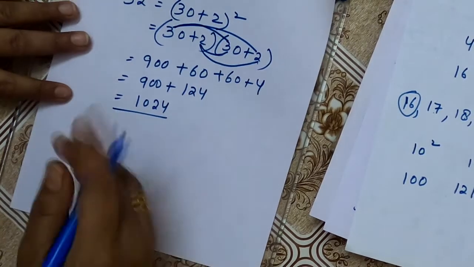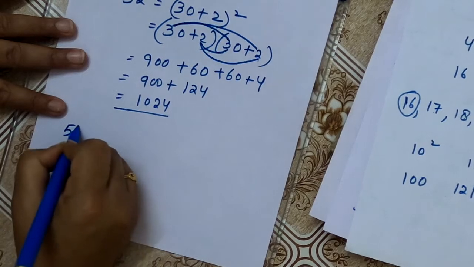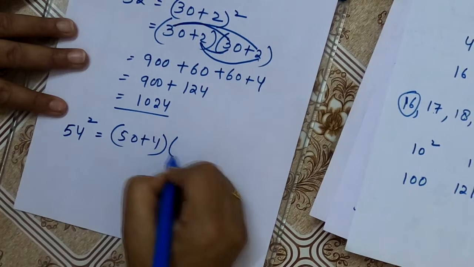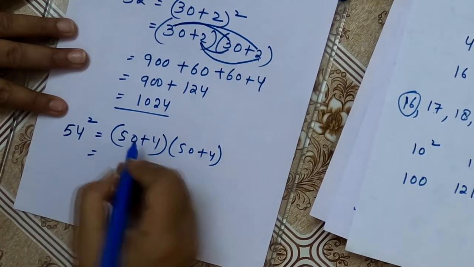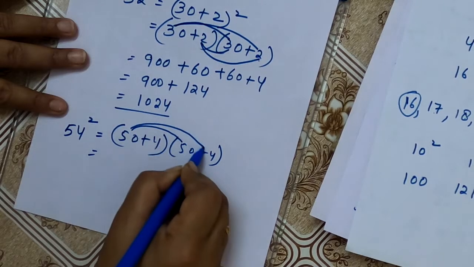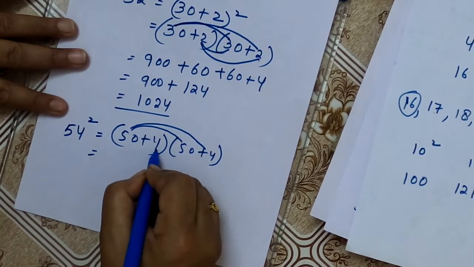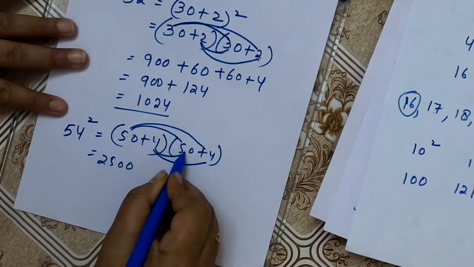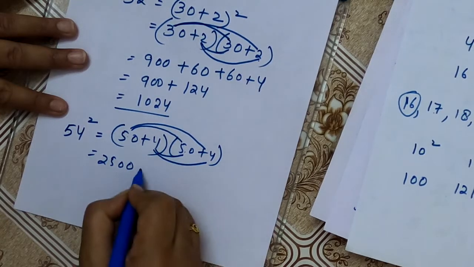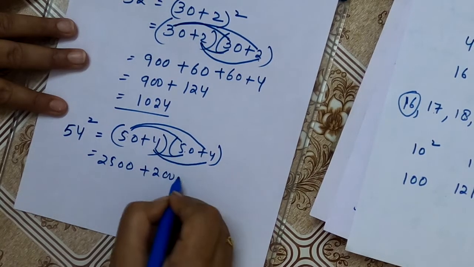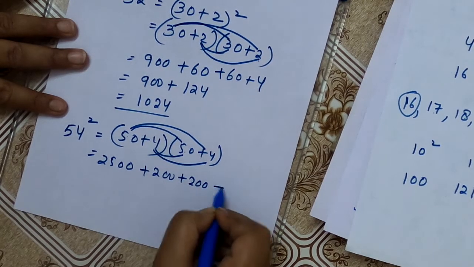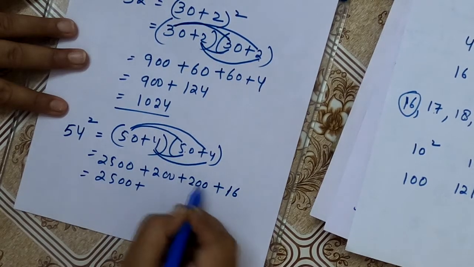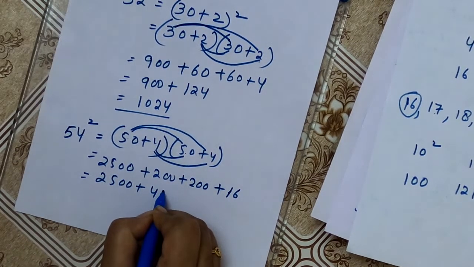Let me give you one more example of this kind. Suppose we take 54. 54 can be written as 50 plus 4, into 50 plus 4. That is equal to 50 multiplied by 50 once and then by 4. Then we take 4 multiplied by 50 and then 4 multiplied by 4. 50 multiplied by 50 we got 2500. Then 50 multiplied by 4 will be 200. 4 multiplied by 50 will again be 200. And 4 multiplied by 4 will be 16. That is equal to 2500 plus 400 plus 16, that is 2916.